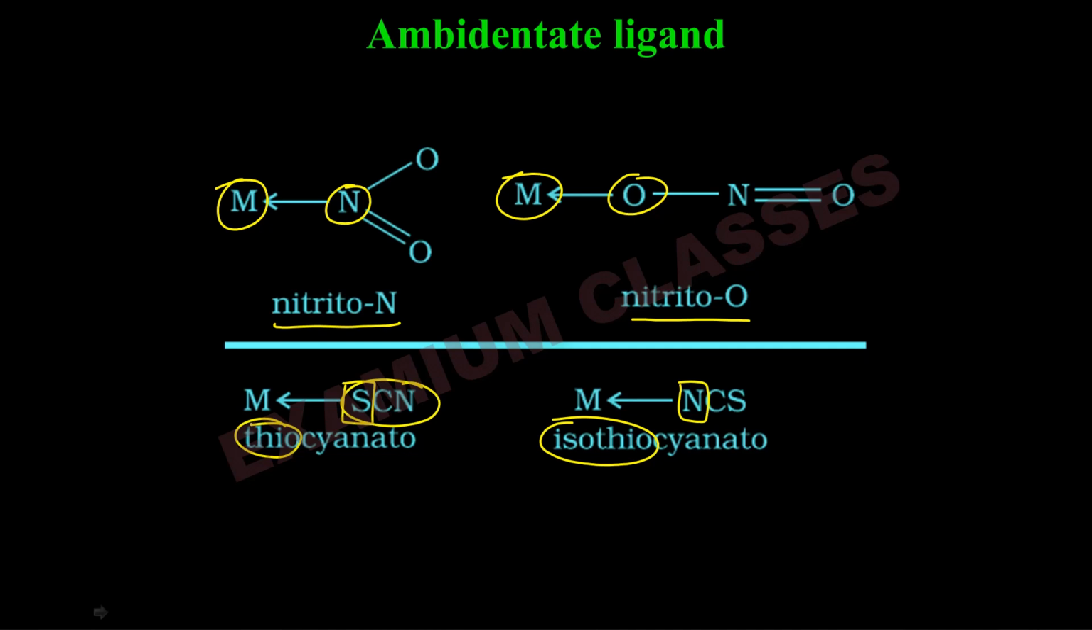So is the difference between didentate and ambidentate very clear or not? This is the point where students normally make mistakes. Ambidentate means it has 2, but only one at a time.